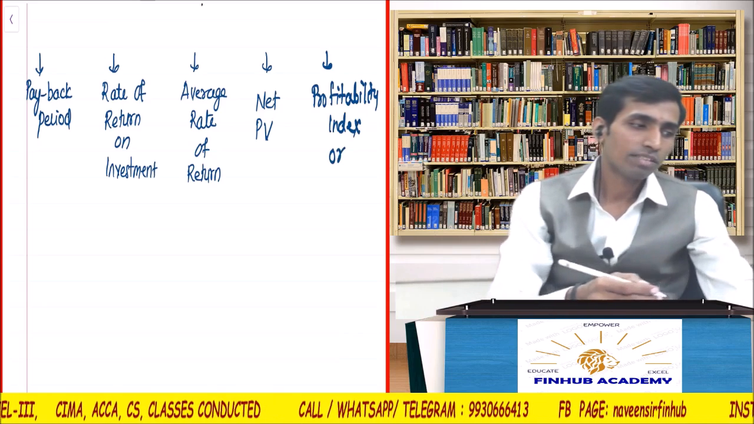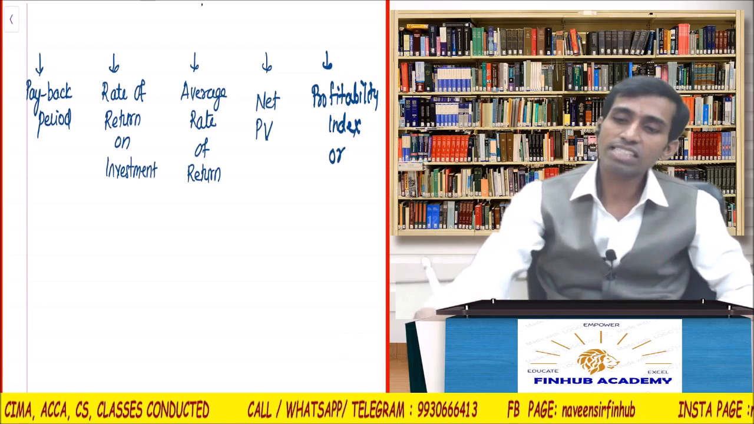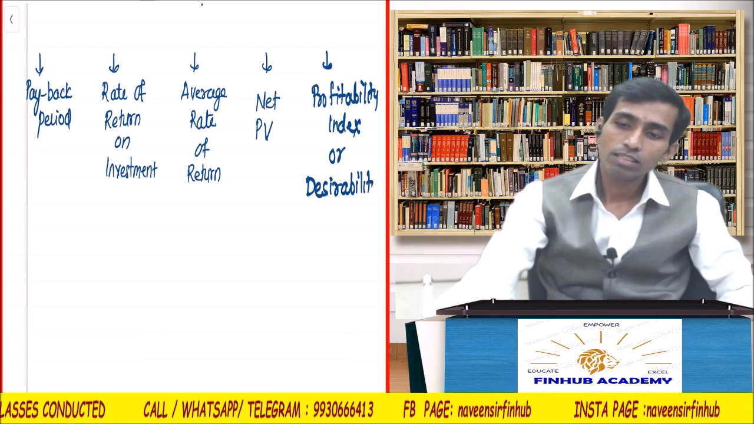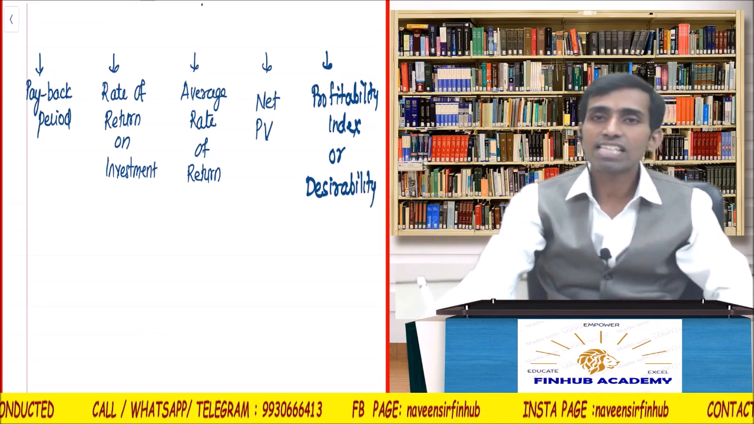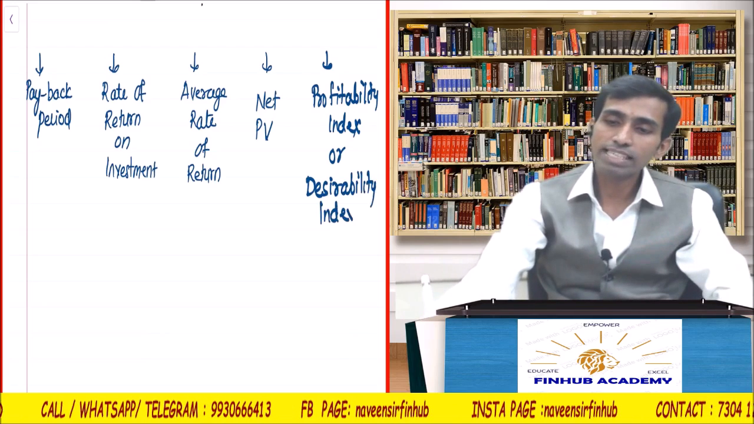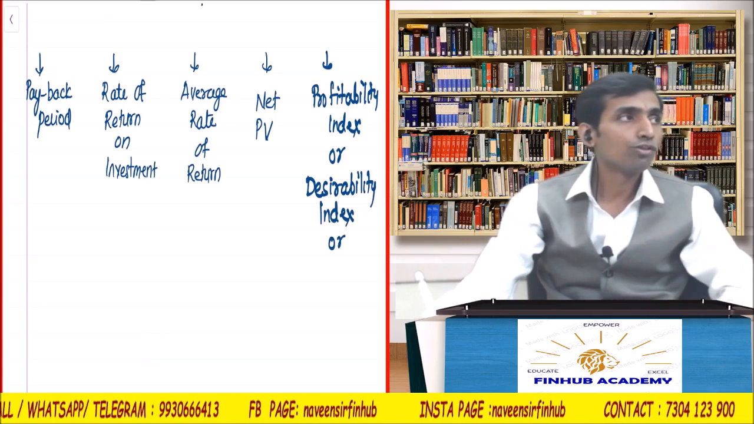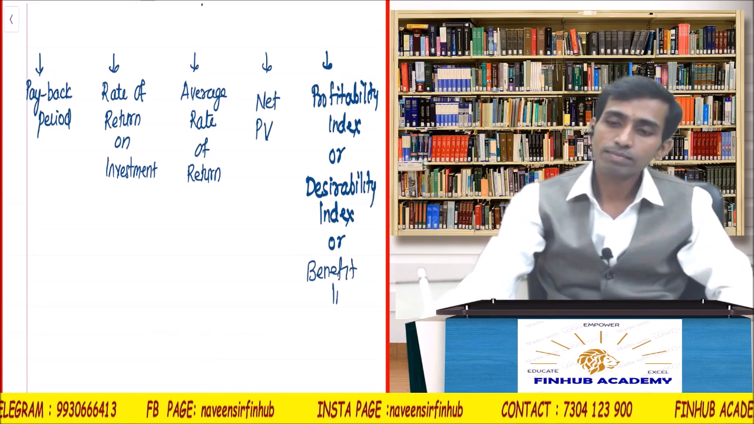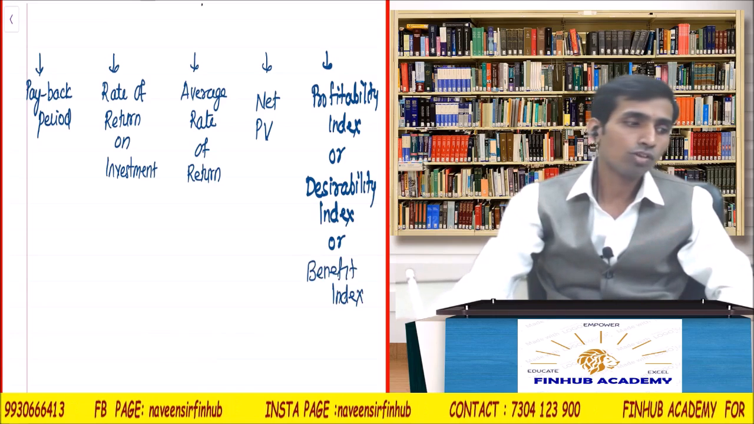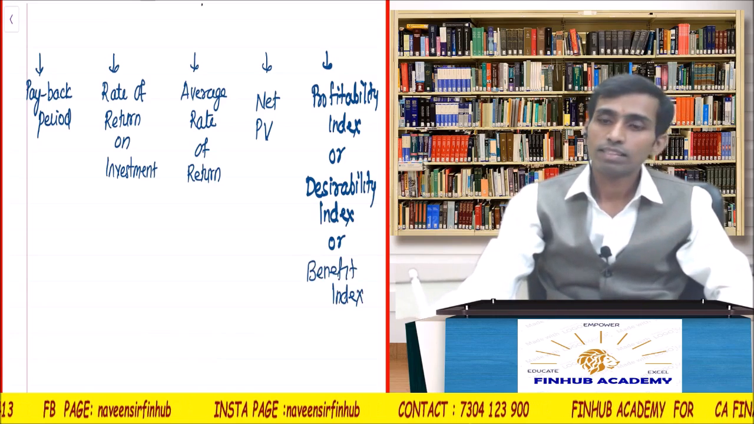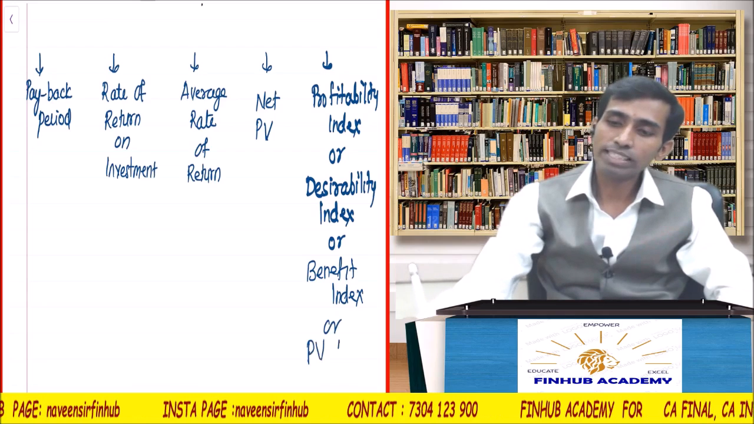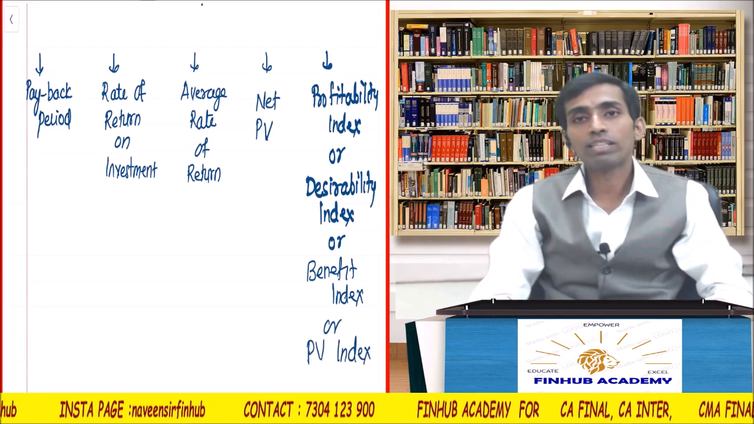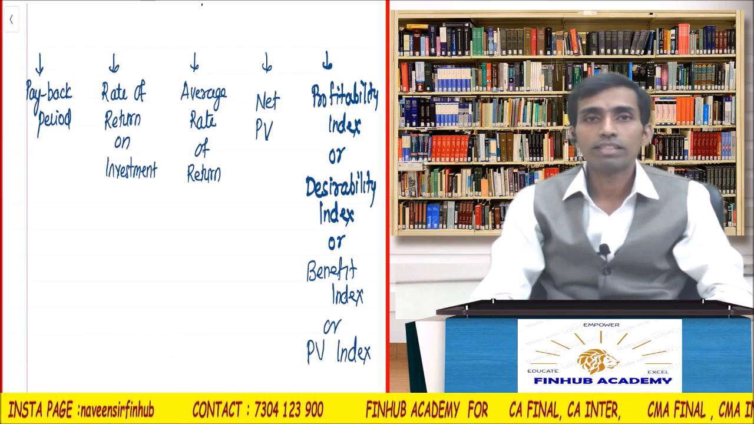In a recent exam, I remember they asked it as desirability index. Or they also call it benefit index. They also call it present value index. So you should know all the names. In one exam, it happened that students didn't know the name and couldn't solve it, but it was very easy.